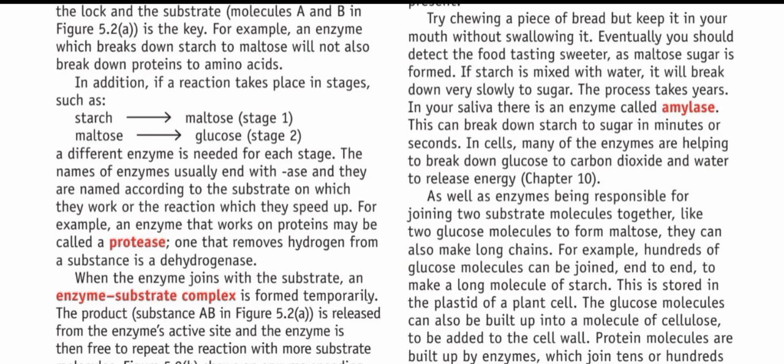Now we discuss an important point, the naming of enzymes. Let's look at how enzymes are named. Most enzyme names end with -ase. Like amylase, which acts on and breaks down starch. Protease helps in the breakdown of proteins. Lipase helps in the breakdown of fats. Sometimes enzymes are named after the substrates and the type of reactions.